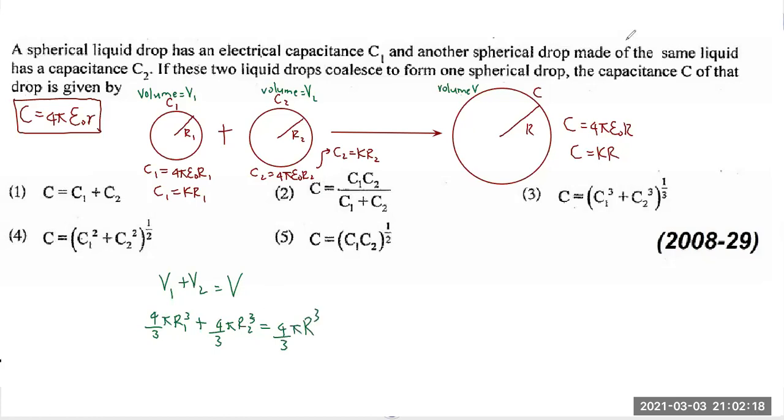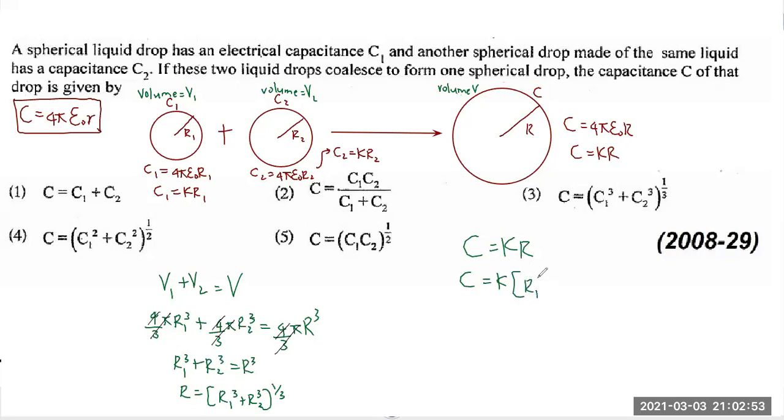So we can cancel out 4 by 3 pi, and you will be getting R1 cube plus R2 cube is equal to R cube. We don't have R cube here, we have R. So I'll say R is equal to the cube root of R1 cube plus R2 cube. Okay, let's get back to the main equation. C is equal to K R. C is equal to K times, instead of R, what can I do, people? R1 cube plus R2 cube to the power 1/3.